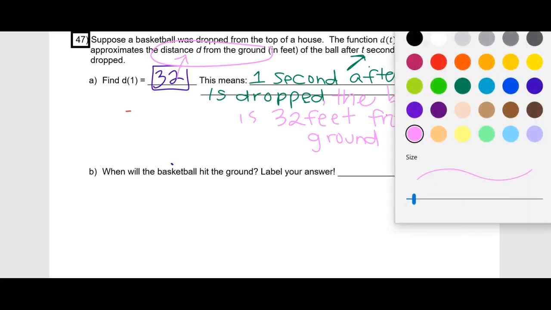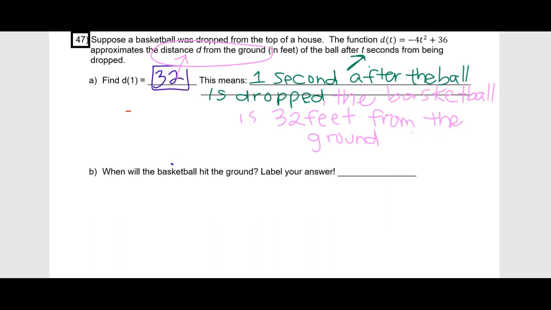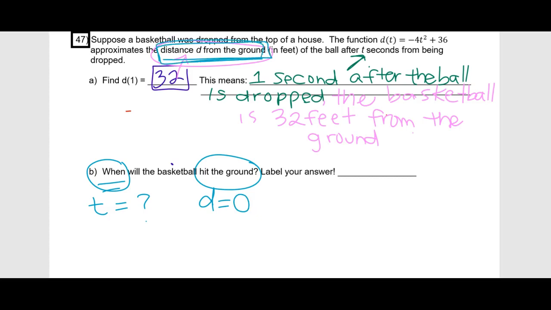Okay, in the next part of the problem, in part B, it says when. So when means t. We have to find the time, how long it takes. So it says, when will the basketball hit the ground? Well, that would be the distance. And so if the ball is on the ground, it's 0 feet from the ground. So that's how we know to plug in a 0.